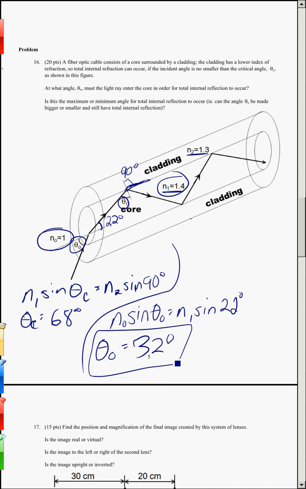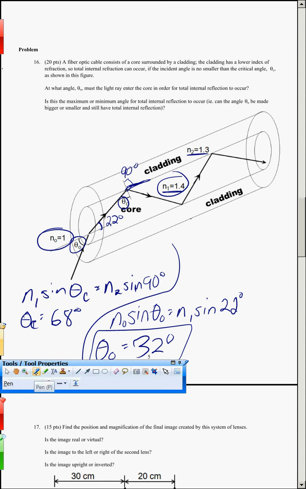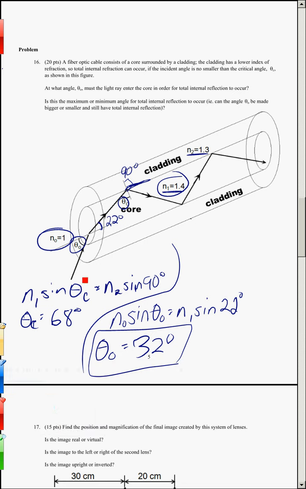Well, you can only make the angle smaller, because if you make it bigger, I'll show you what happens. If I make this angle theta naught bigger, it's going to come along there, and then it's going to come there, but it's not going to have a shallow enough angle, so it's actually going to go out of the cladding. So you can't make it any bigger, so this is the maximum angle. That is the maximum angle.